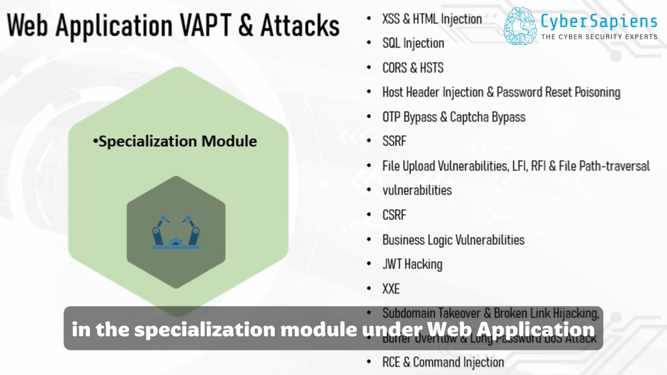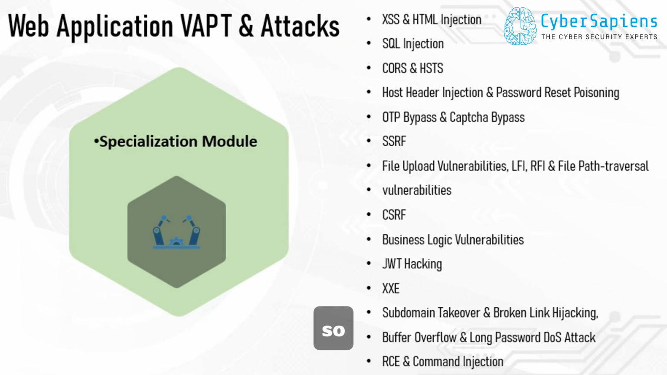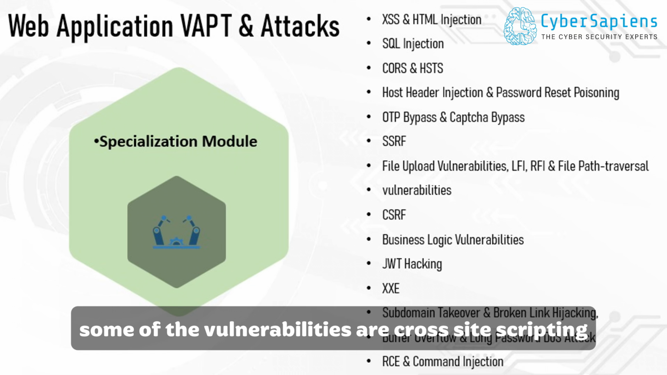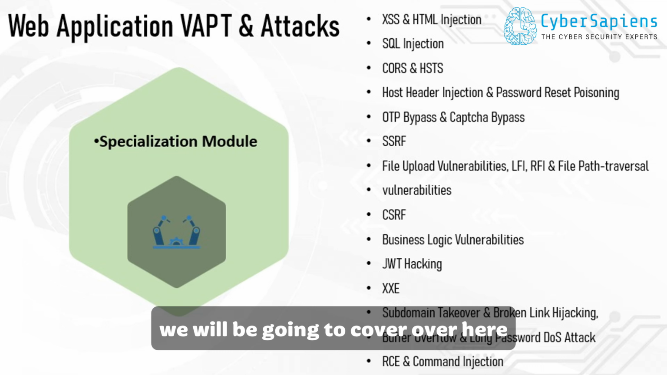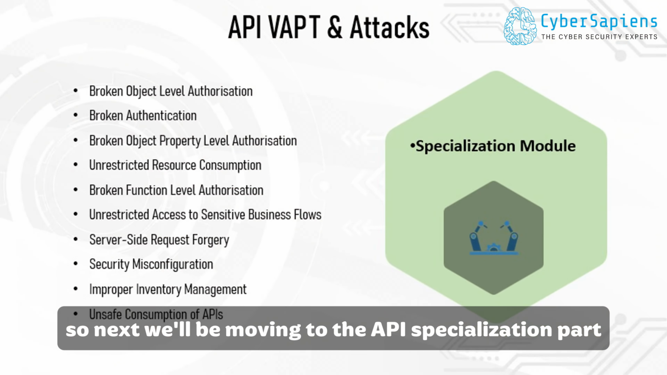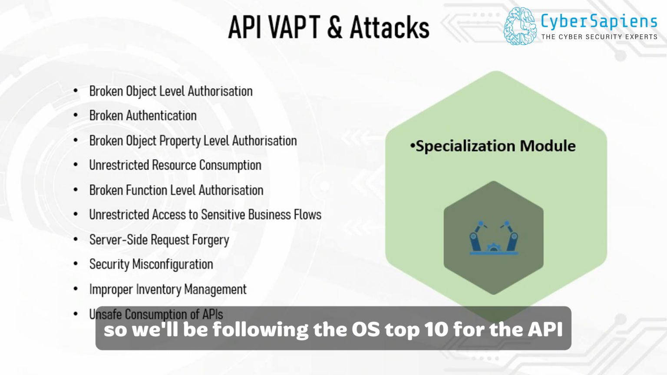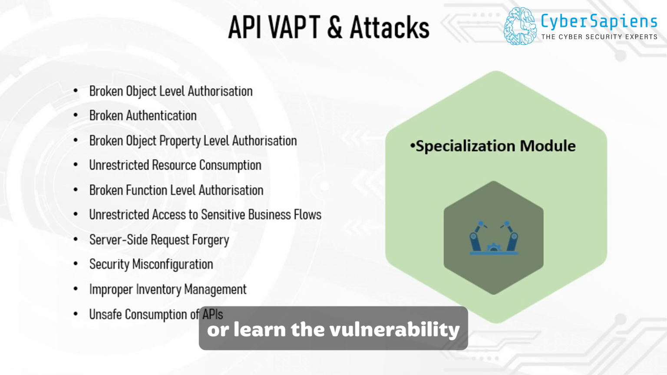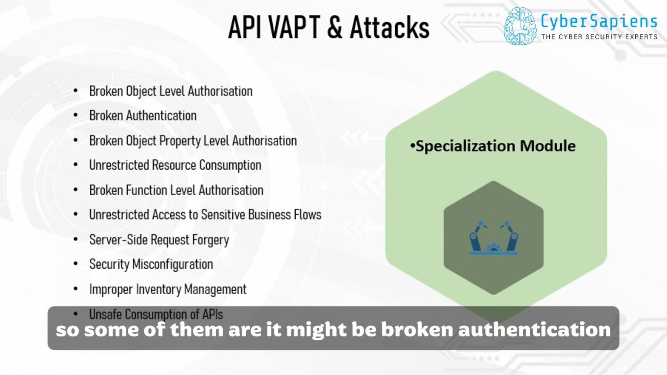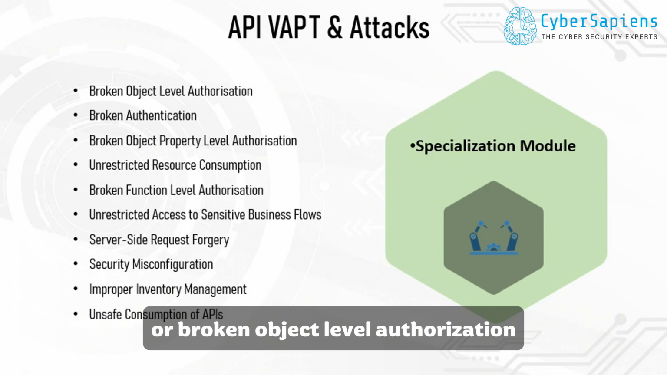Next, in the specialization module under web application, some of the vulnerabilities are cross-site scripting, SQL injection, JWT hacking. Many other vulnerabilities we'll cover over here. Next we'll be moving to the API specialization part. We'll be following the OWASP Top 10 for API in order to learn the vulnerabilities. Some of them might be broken authentication or broken object level authorization. In the same way, many more vulnerabilities we are going to cover in this module.